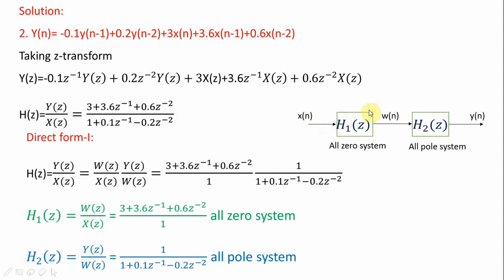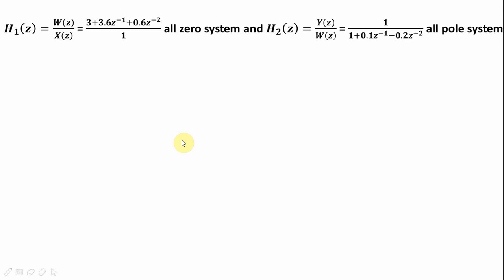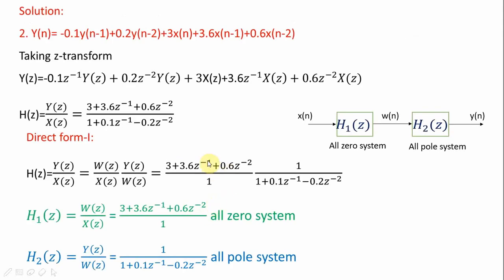Now we have to split this into h1 of z and h2 of z, and for direct form we must choose h1 of z as all zero system. All zeros means the numerator, that is 3 plus 3.6 z power minus 1 plus 0.6 z power minus 2 whole divided by 1. That's our h1 of z, and all poles, 1 over the denominator, is our h2 of z. So this is our h1 of z, this is our h2 of z.